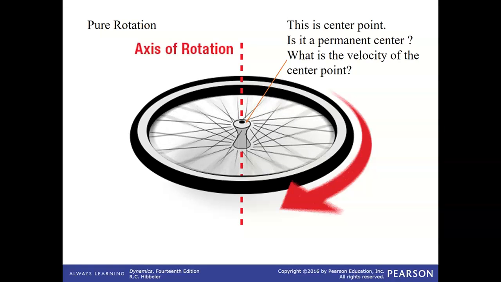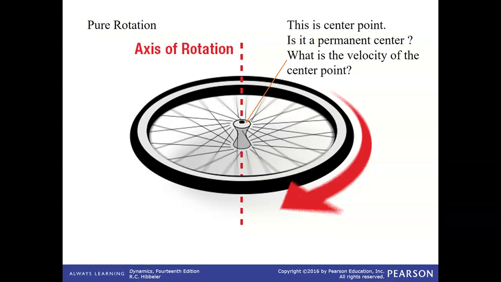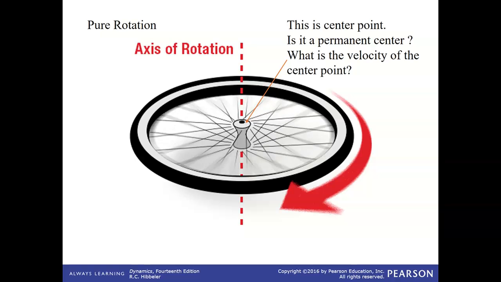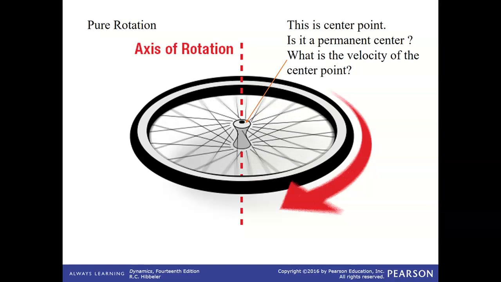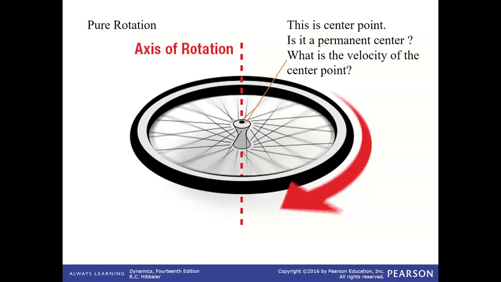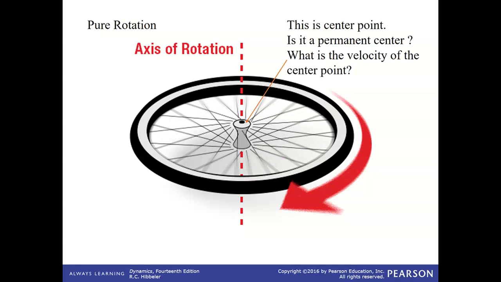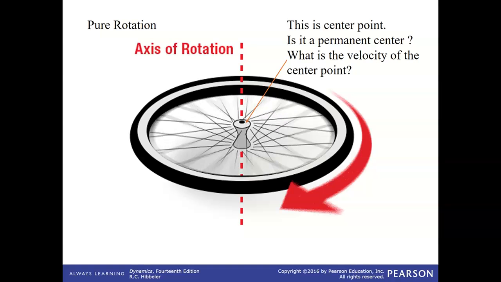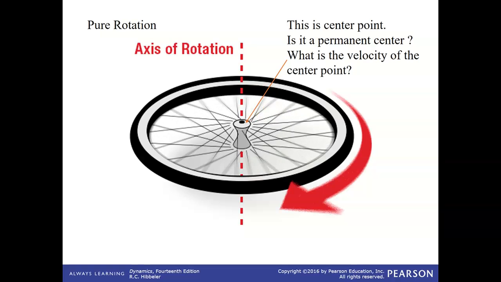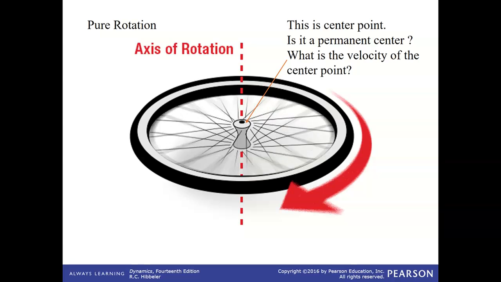In chapter 16, we have studied that a rigid body can have three different types of motions. One is pure rotation, as you can see in the figure. The wheel is a rigid body and it's undergoing pure rotation. That means the center of the wheel does not move from its position, but all other points have rotational angular velocity. The second type of motion is translation, where all the points on the body have the same velocity. And the third one is general plane motion, which is a combination of rotation and translation.